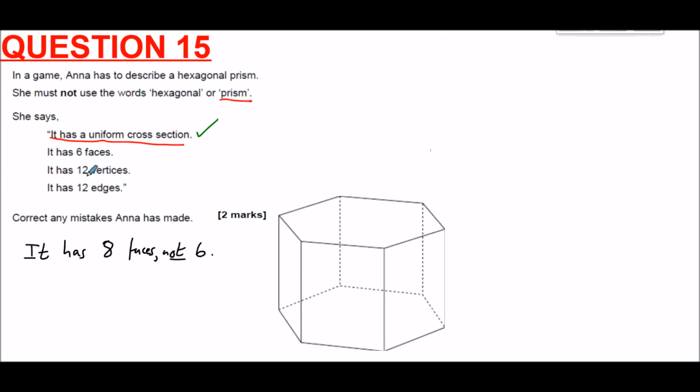And vertices are corners of the shape. So again, what we could do is count up the corners. Vertices are just where the edges join. So I've got 1 here, 2, 3, 4, 5 and 6. So I've got 6 at the top, and also there'd be 6 vertices at the bottom of the shape. 6 plus 6 is 12, and so that again is right. It does have 12 vertices.